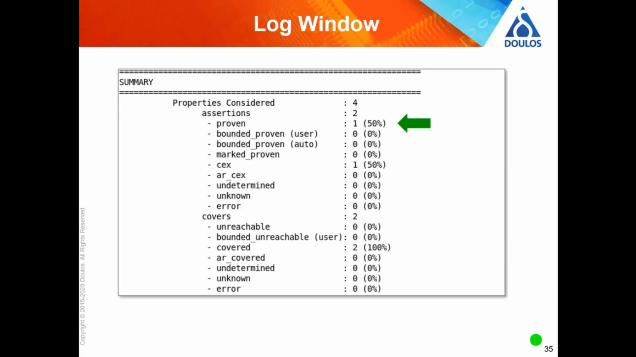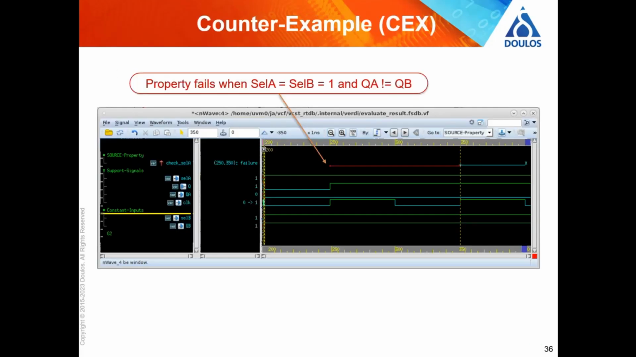So if we go forward again and look at this waveform, if you look at it carefully, you can see that cell A is high, cell B is high, and Q, that's this one here, is not equal to QA. So our property has failed. It's proven it to be false. And obviously we set this example up deliberately.